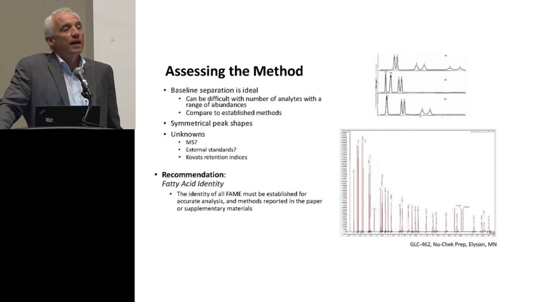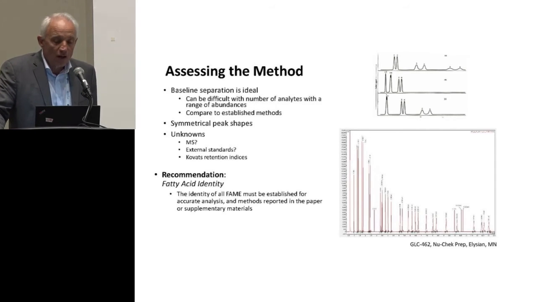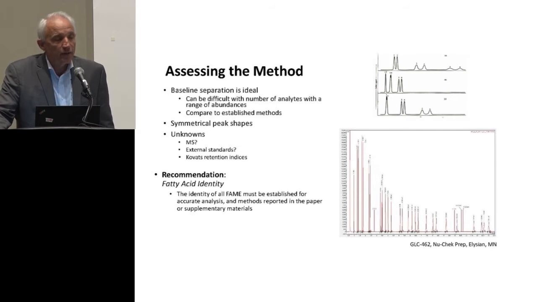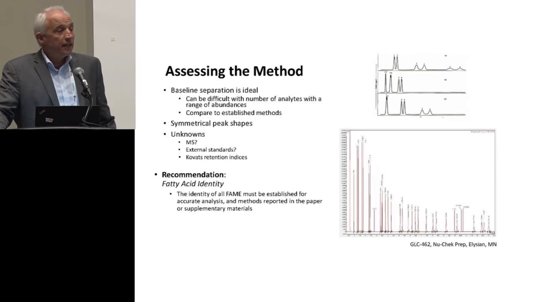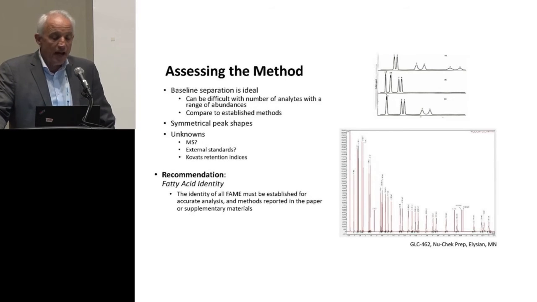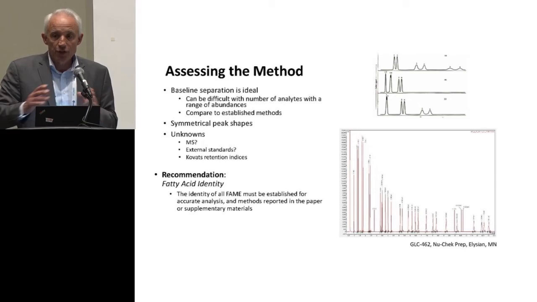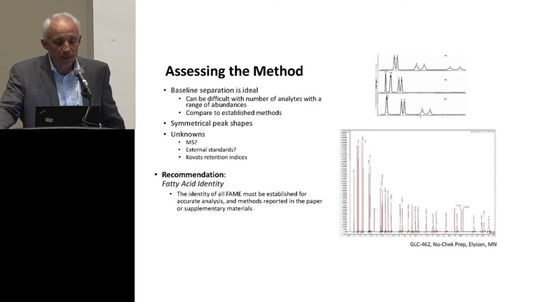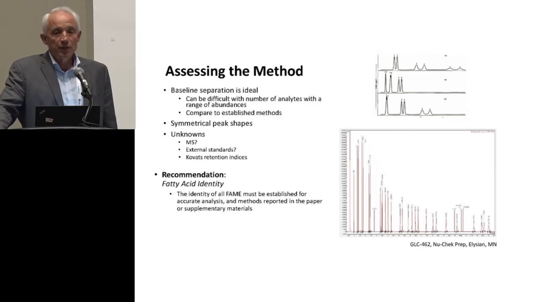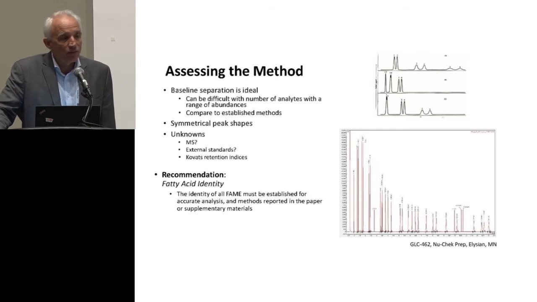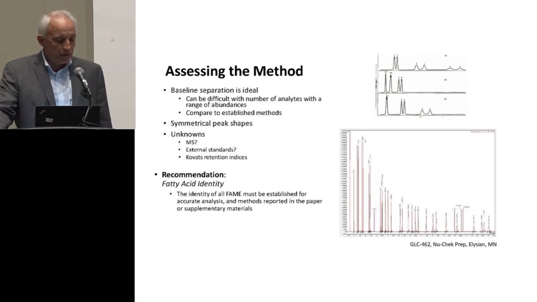Assessing the method also involves taking a look at your peaks. This got a whole lot better with the advent of capillary columns, but each peak represents a different fatty acid. You really need to strive to have baseline separation. It can be difficult if you've got multitudinous, many different analytes, that is fatty acids. Again, compare to established methods. Look at setting the temperature ramps such that you can tease out the peaks that appear not to be giving you baseline separation. You also want symmetry with peaks. Asymmetrical peaks suggest problems with detectors or usually a bad column or flow rates. So ensure the peaks are symmetrical.